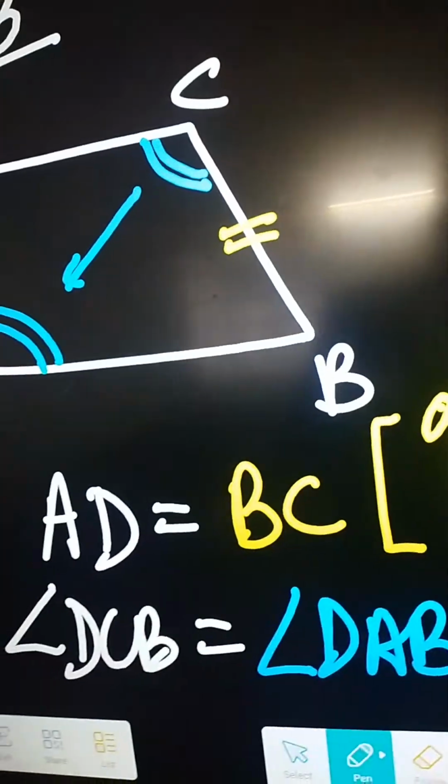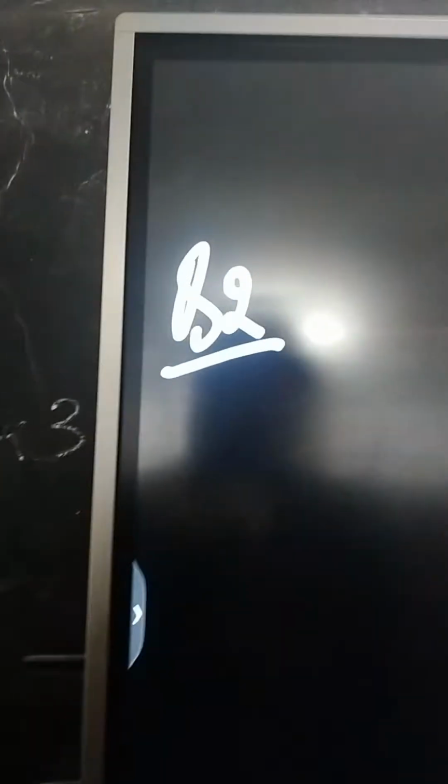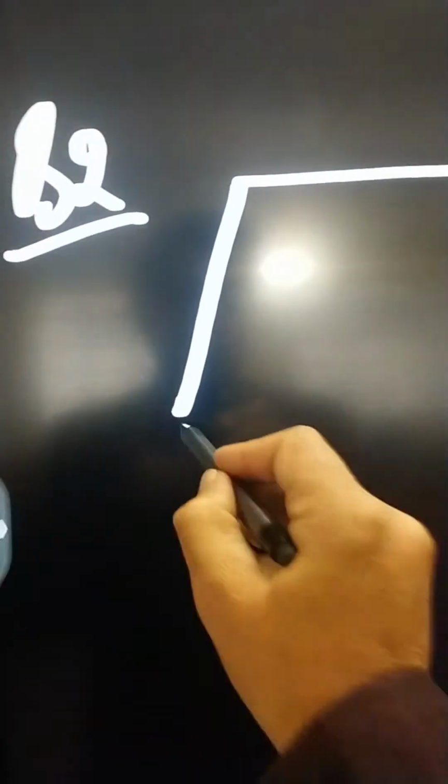Now question number 2. The measure of the angle of a parallelogram is 105. It says one angle of a parallelogram is 105. So let's draw this.